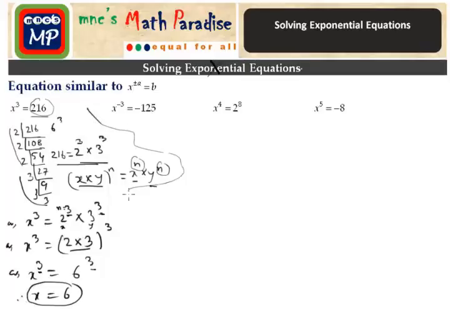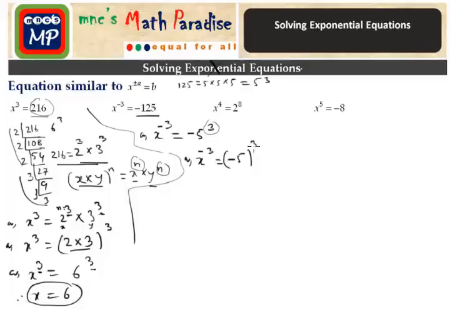Let us do this second example. Here x to the power minus 3 equals minus 125. So the power here is minus 3. We got minus 125. If we factor 125, we know that 125 equals 5 times 5 times 5, that means 5 cubed. So we can write minus 5 cubed. Since this cube power is an odd power, we can even write (minus 5) to the power cube.